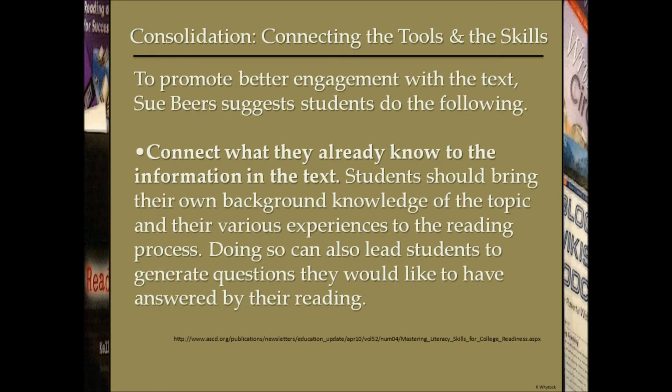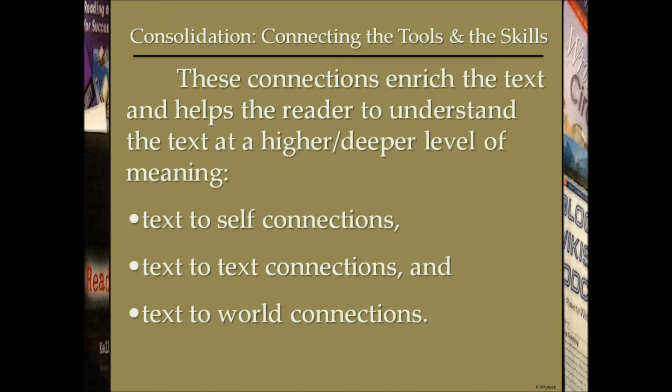And why is that good? Well, Subir says, to promote better engagement with the text, students need to make connections. Students should bring their own background knowledge of a topic and their various experiences to the reading process. Doing so can lead students to generate questions that they would like to have answered by their reading. So they're engaging with the text now. Their learning becomes richer. They get a higher level of comprehension and experience with the text when they make connections. These connections enrich the text and help the reader to understand the text at a higher and deeper level of meaning. And the basic three are text to self, text to text, text to world.